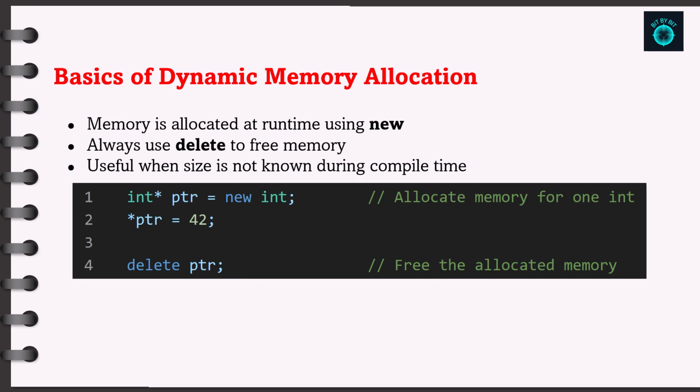But unlike automatic variables, this memory is not freed automatically. So you must use the keyword delete to release the memory once you're done. In this case, we call delete ptr. Forgetting to delete dynamic memory leads to memory leaks, which can slow down or crash your program, especially in large applications.